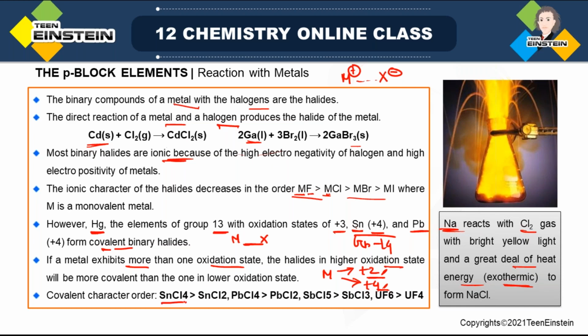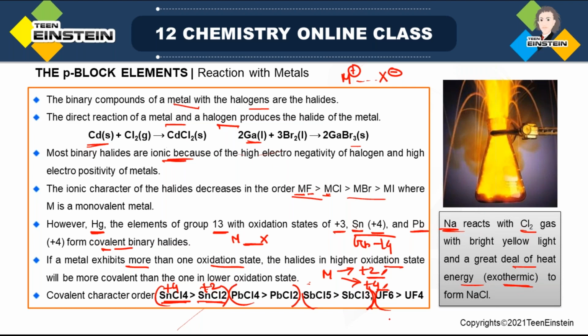So take the example SnCl4 and SnCl2. So this pair, same metal, that is tin, same halogen, that is chlorine. So obviously in the first case here oxidation state is +4, this is +2. So SnCl4 will be more covalent compared to SnCl2. Similarly, PbCl4 will be more covalent than PbCl2. SbCl5 will be more covalent than SbCl3.